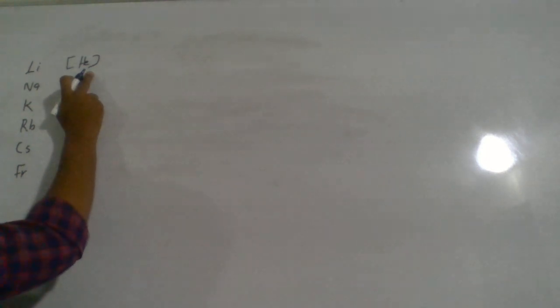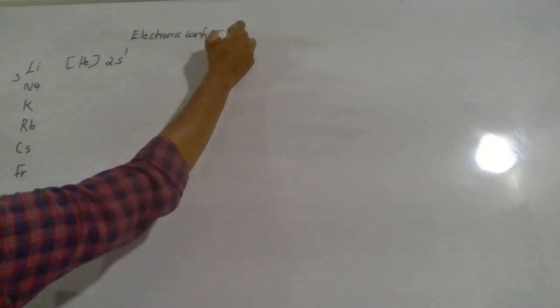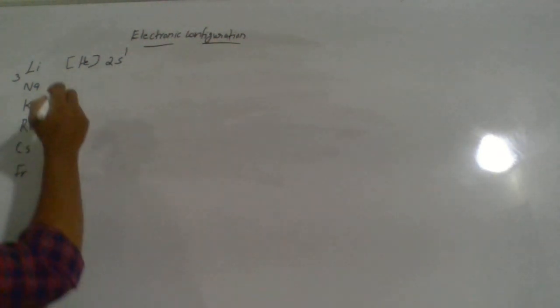The noble gas coming before lithium is helium, so we represent it with square brackets. Helium is done, which means 2 electrons are accounted for. Lithium has atomic number 3, so one more electron is needed. So the final electron is in the 2s1 energy level. So that's the electronic configuration of lithium: [He] 2s1.